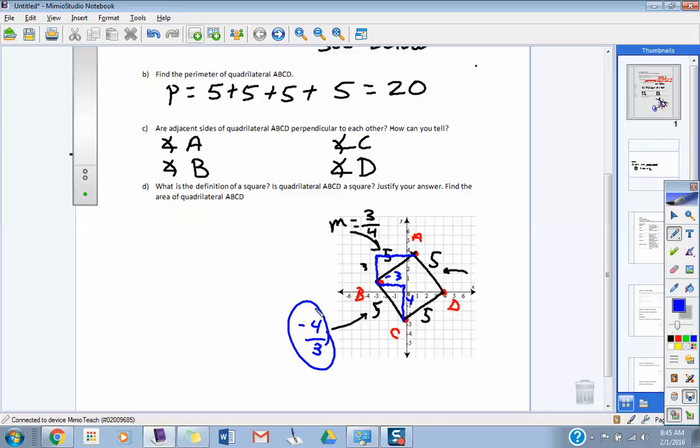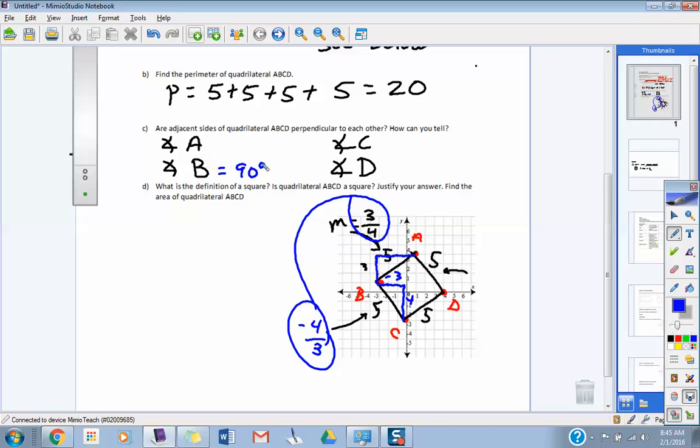Is that an opposite reciprocal to that? It is. So what's that mean about angle B? How many degrees, guys? Angle B is 90 degrees, right?